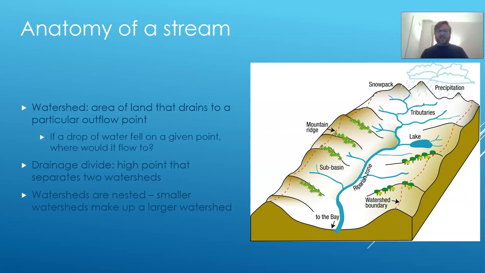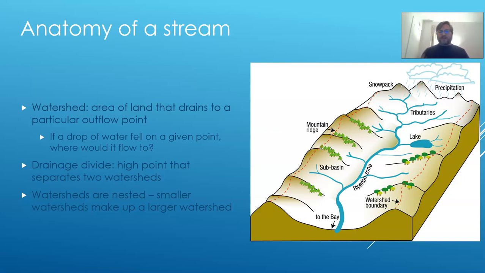Another way to think about watersheds is to ask, if a drop of water fell on a certain point on the earth, and it starts flowing downhill, where would it flow to? What stream would it end up in? Then that point where that water fell is in the watershed of that stream. So all the areas where water that fell on those areas would flow into the same stream and end up at that same outflow point, that constitutes the watershed.